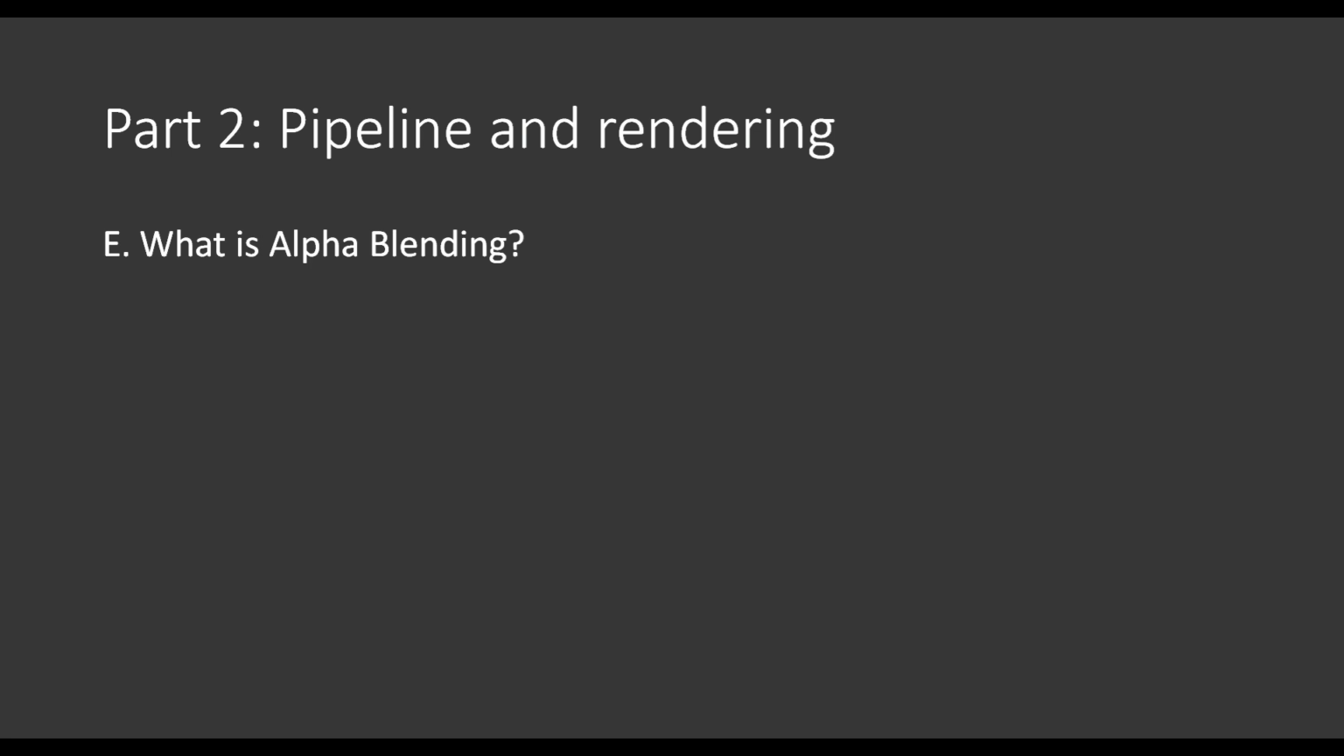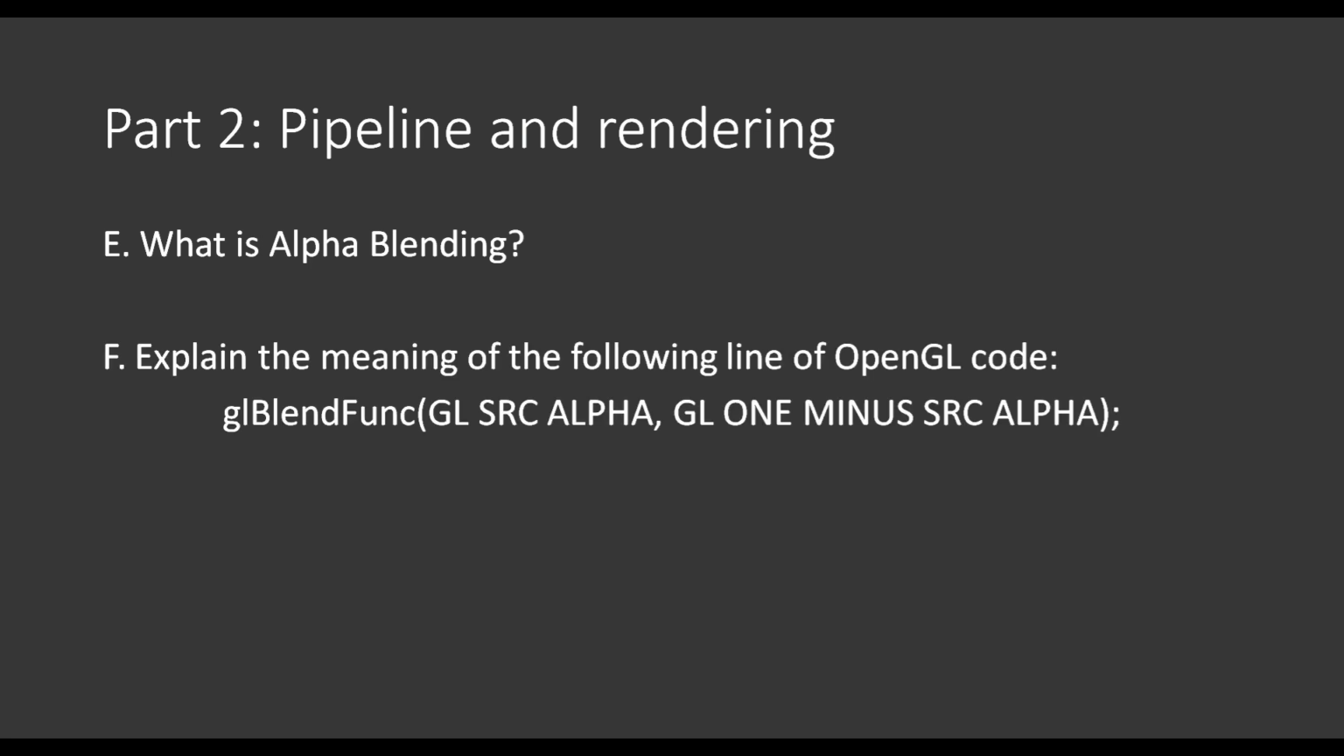Question E. What is alpha blending? And question F. Explain the meaning of the following line of OpenGL code: glBlendFunc(GL_SRC_ALPHA, GL_ONE_MINUS_SRC_ALPHA). Alpha blending allows us to render translucent objects. It's a process of mixing a translucent foreground color with what's in the background, and as a result producing a new color.